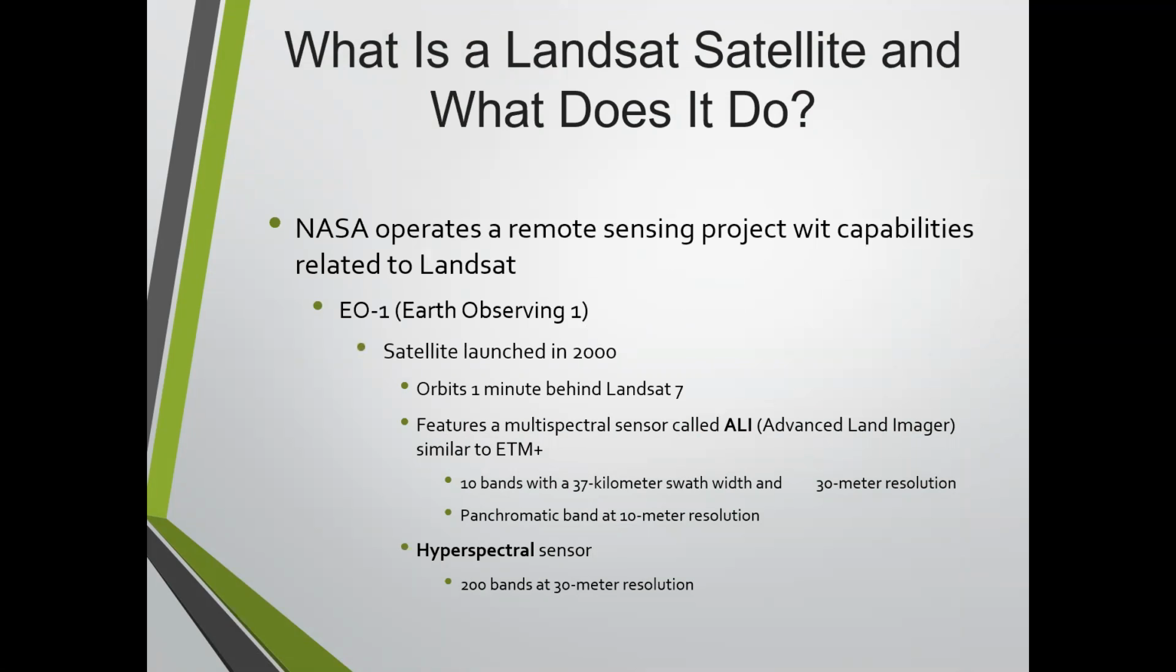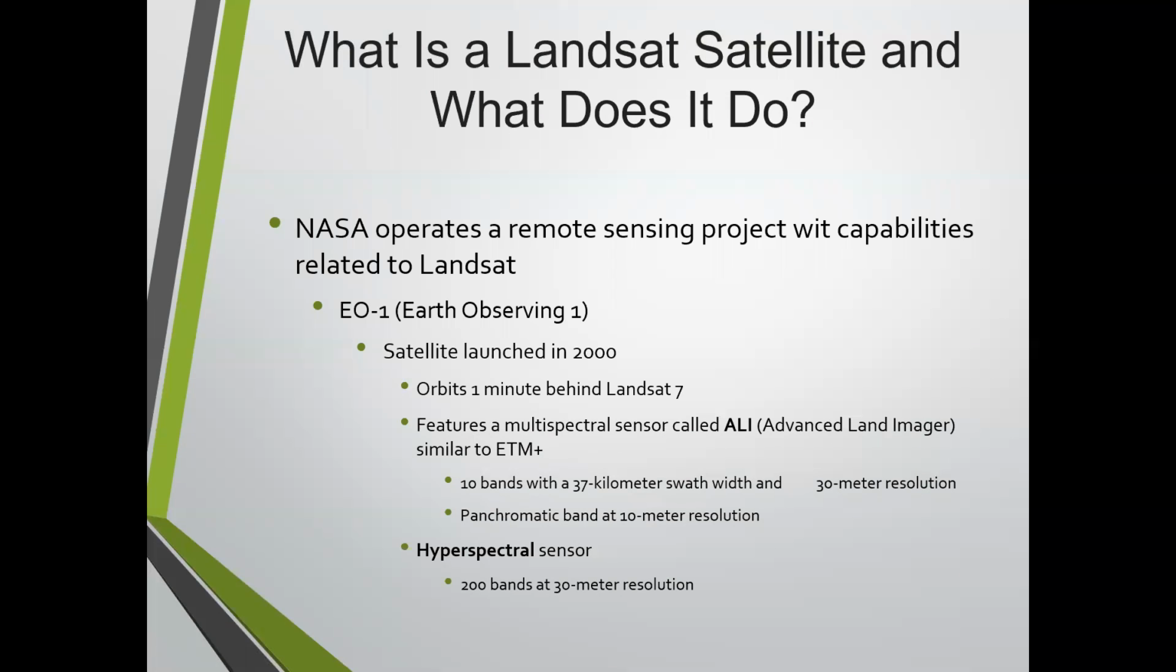Okay, so NASA also operates remote sensing projects. They have capabilities that are related to Landsat. They have the EO-1, Earth Observing 1, is what that stood for. The satellite was launched in 2000. It orbits 1 minute behind Landsat 7, so it just follows up on it. It has multispectral sensors as well. They have one that's called the ALI, the Advanced Land Imager. It's going to be similar to that ETM+, the thematic mapper that the Landsat is using.